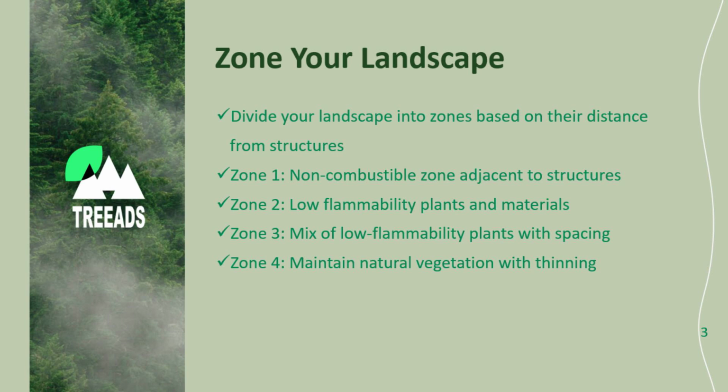Here you can have a mix of low flammability plants, but be sure to create spacing between them to prevent fire from spreading. Remove dead vegetation regularly from this zone. Zone 4. This zone extends from 100 to 200 feet out from Zone 3. It is an area where you can maintain the natural vegetation but thin it out to reduce the fuel load. Regularly maintain this zone by removing dead materials and pruning any shrubs or trees.